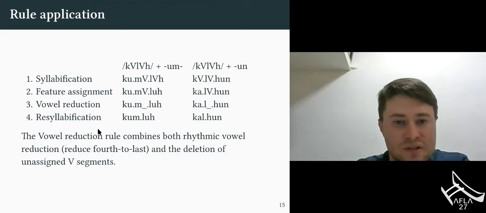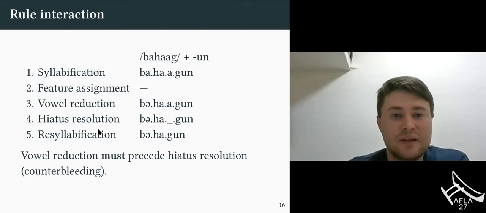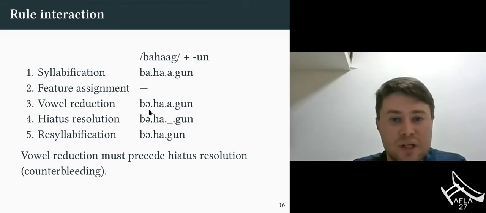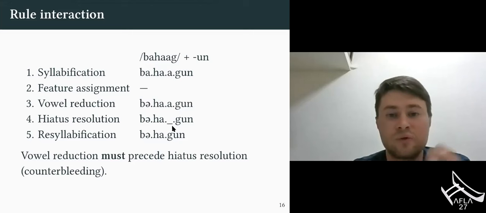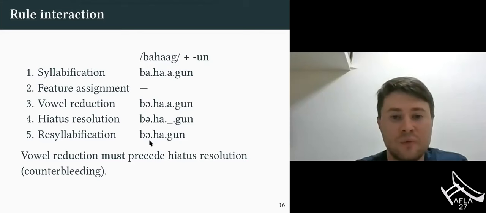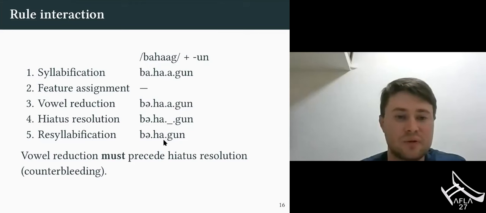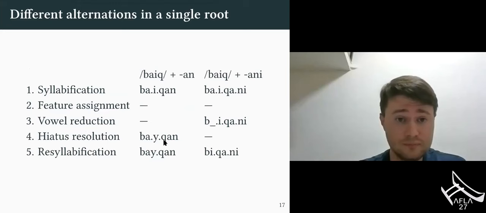Right, so with the interaction of rules in a rule-based analysis, the relative order of rules helps us. So we start with reducing the vowel first, the fourth to last vowel from the input, and then we resolve a hiatus to arrive at our final form with a reduced vowel and a reduced hiatus. And this is a counter-bleeding relationship. So in a rule-based analysis, vowel reduction must precede hiatus resolution. And this works pretty well.